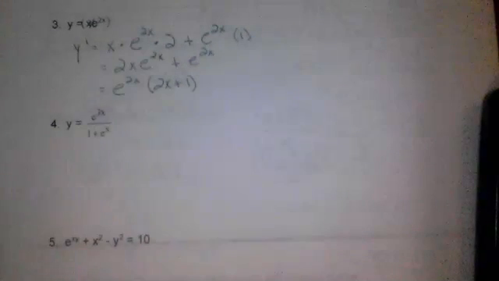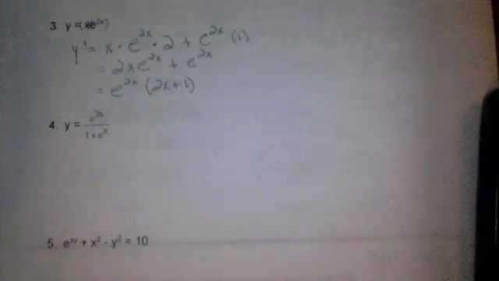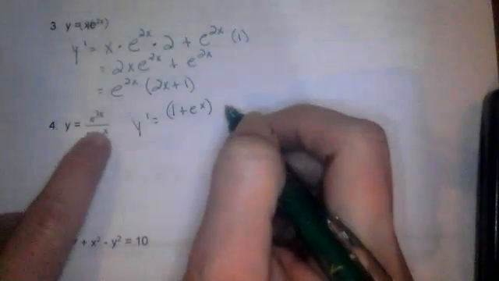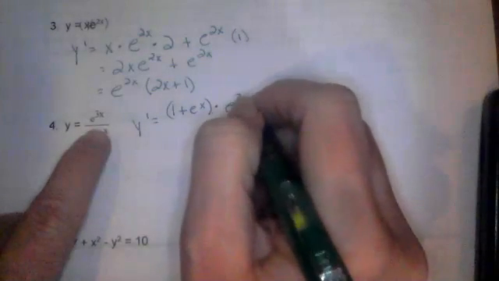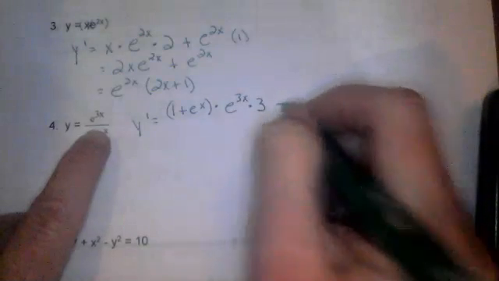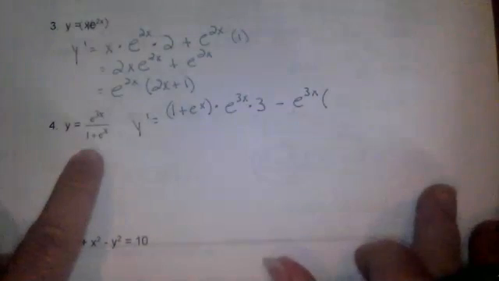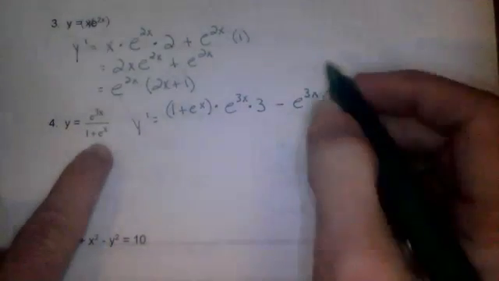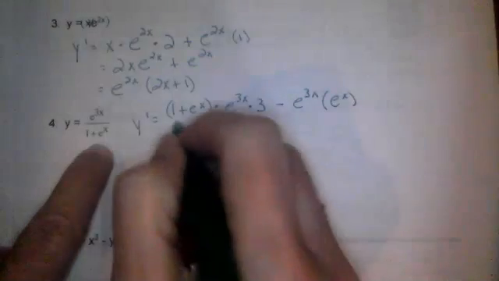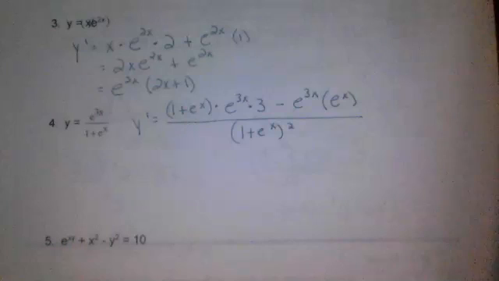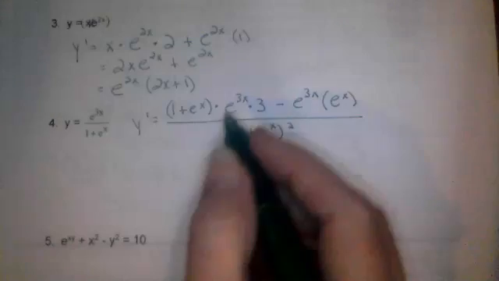Okay, then number 4. Looks like we need to use quotient rule. So my derivative, I'm going to have the bottom times the derivative of the top, so e to the 3x times 3, minus the top, e to the 3x, times the derivative of the bottom, and the derivative of 1 is gone, and so the derivative of e to the x is just e to the x, all over the bottom squared.